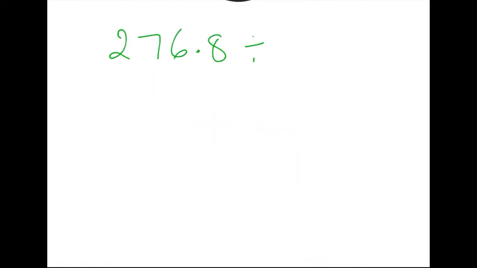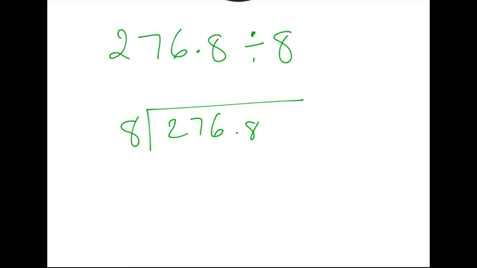Let's try another one. Let's use the long division. Again, I will remove the decimal point right here. Then I will start with 27. 8 goes into 27 3 times. See how I put 3 above 7. I don't put it here. I don't put it just anywhere. Because I'm using 27, the last digit is 7. So I have to put that number above 7.